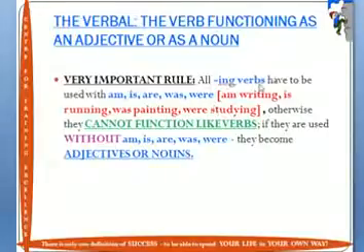All ing verbs have to be used with am, is, are, was, were. For example, am writing, is running, was painting, was studying. Otherwise, they cannot function like verbs. If they are used without am, is, are, was, were, they become adjectives or nouns.